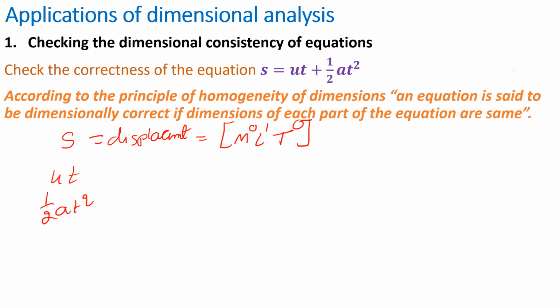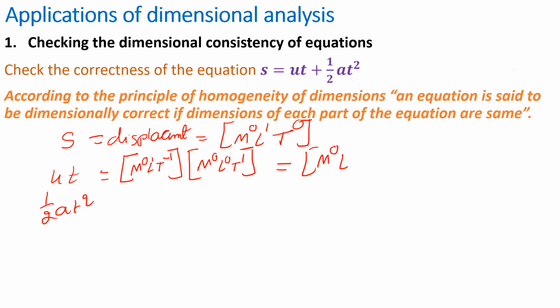And second part, what is the equation? u. u is nothing but the initial velocity. What is the dimension of velocity? That is M0 L1 T minus 1, the dimension of u. Into t will be there. t is nothing but the time. So M0 L0 T1 is the dimension of t. Now multiply this. What you will get when multiplying? Multiply M to the power 0 into M to the power 0. It is M to the power 0 only.